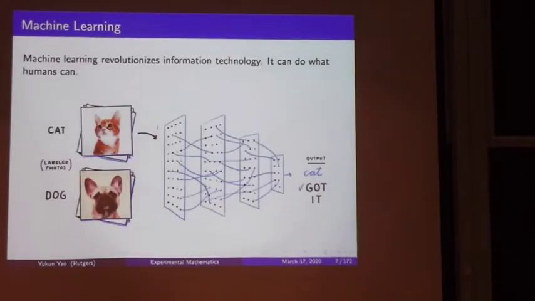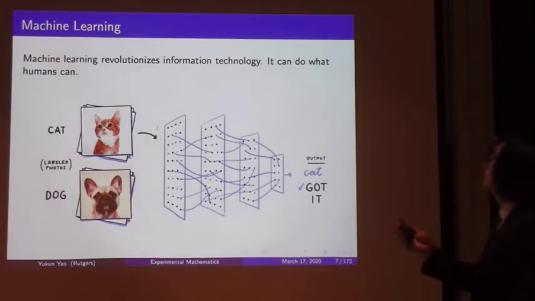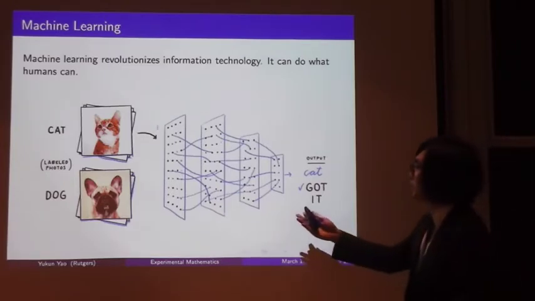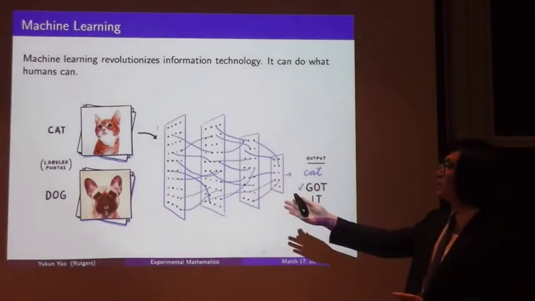So I'd like to compare experimental mathematics with machine learning. As we know, machine learning today has revolutionized information technology. It can do what humans can. For example, humans can distinguish on a photo whether it's a cat or a dog.